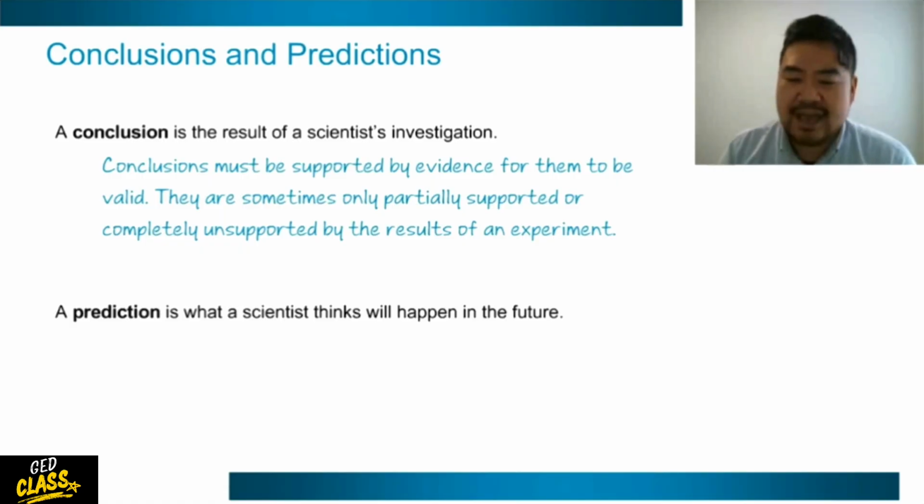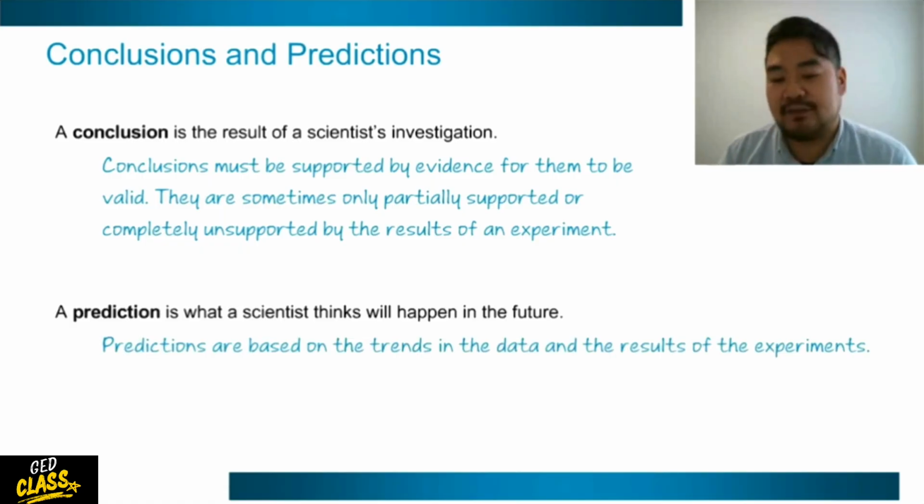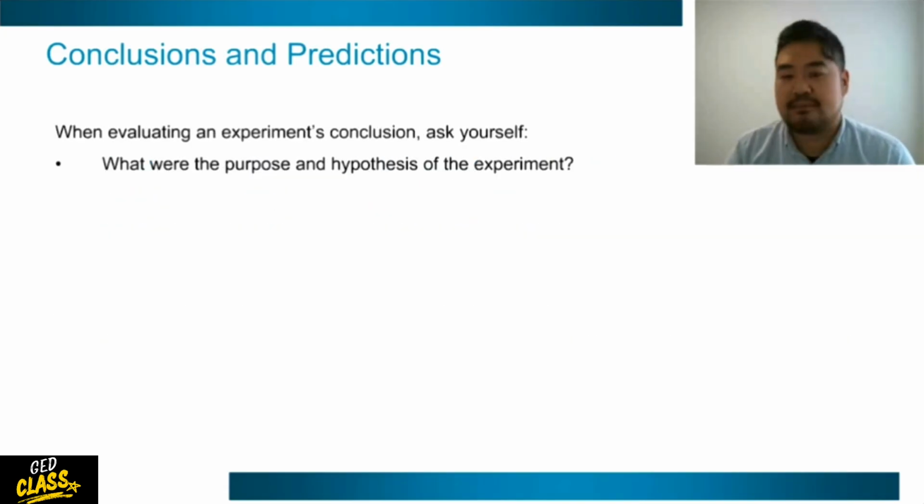A prediction is what a scientist thinks will happen in the future. Predictions are based on trends in the data and results of experiments. So when you're looking at an experiment's conclusion, if you're trying to evaluate what the conclusion is, or whether this conclusion is valid, ask yourself a couple things.